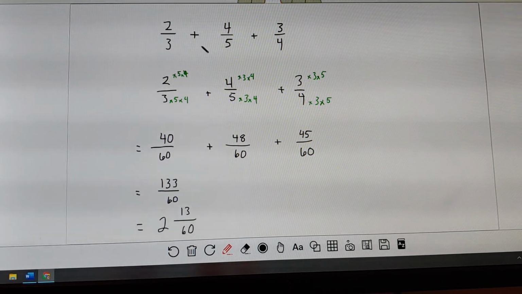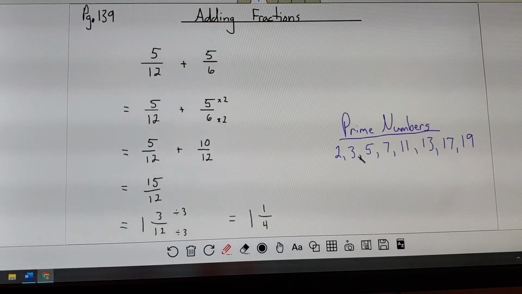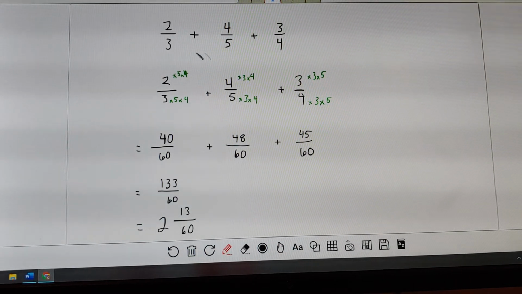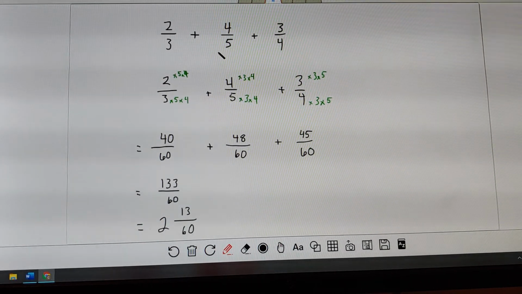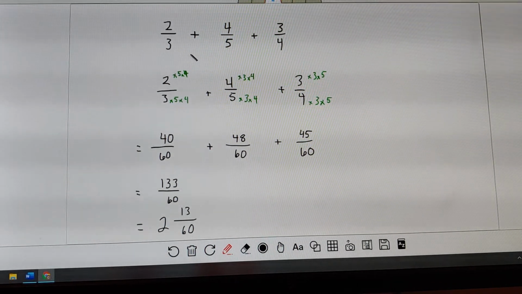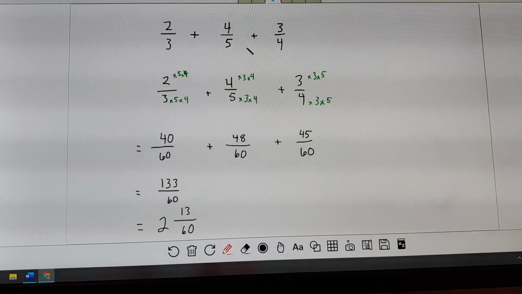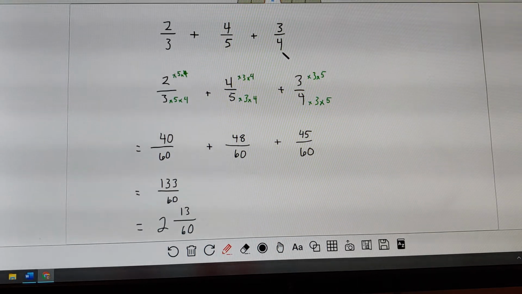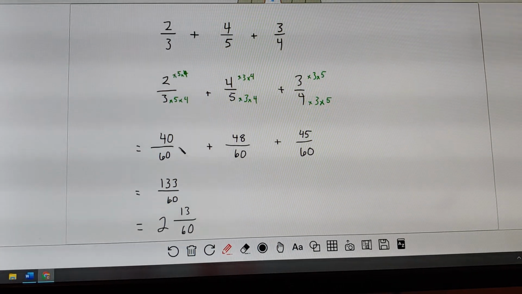3 and 5. What's special about those? They're prime numbers. So I know for sure I'm going to have to multiply those two together, because otherwise there's no way that we're going to find a multiple of them in each other's times tables. So 3 times 5 is 15. Is 15 a multiple of 4? No, we don't get a 15 in the 4 times tables, which means then we have to do 15 multiplied by 4, which is 60. Okay, so 60 is our common denominator.